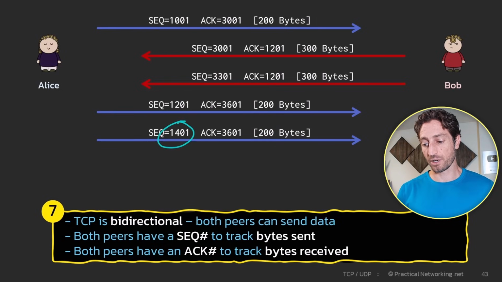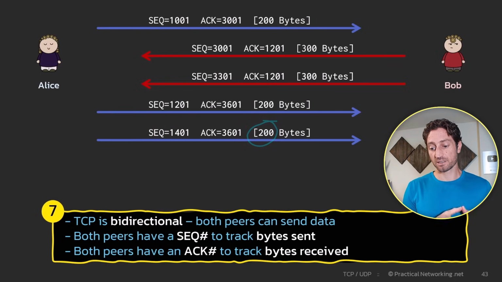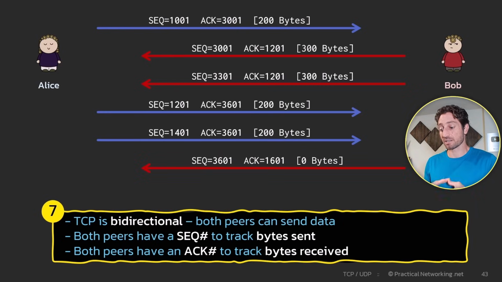So if we did 1401 plus 200, we should expect sequence number 1601 is the next thing that Alice sends, or acknowledgement 1601 is the next acknowledgement that Bob will send. And that's what we have here. Notice in this acknowledgement, Bob is sending 0 bytes. Remember we talked about delayed acknowledgement back in idea number 4. Well, Bob just received 2 segments and now has to send an acknowledgement to confirm having received these 2 segments. That is why you have a 0 byte acknowledgement, and this happens with TCP all the time.